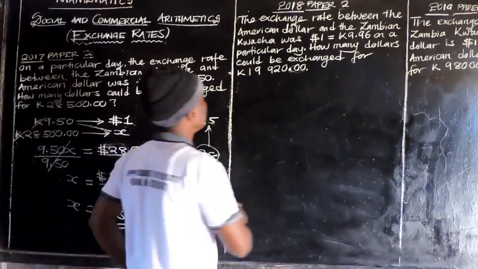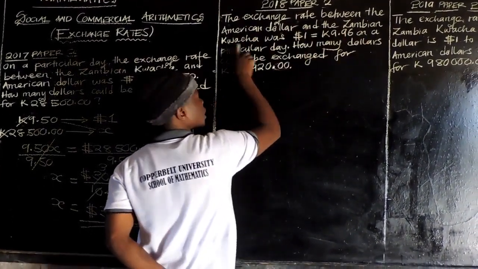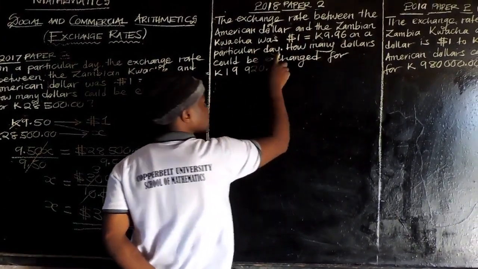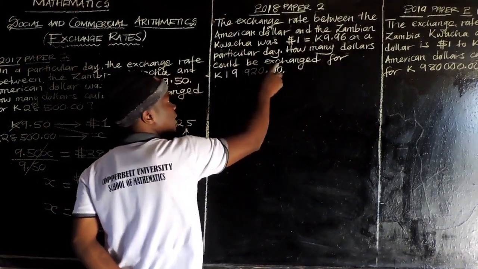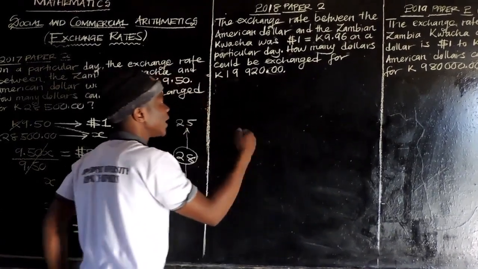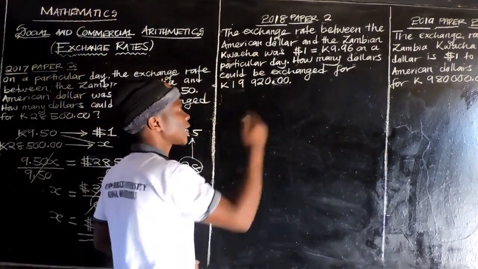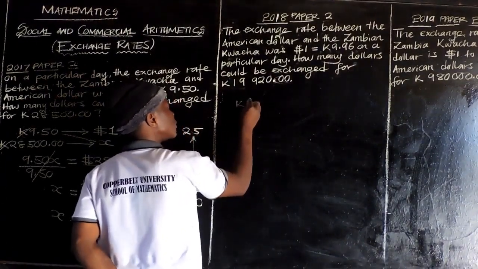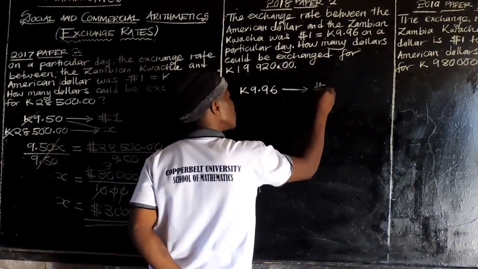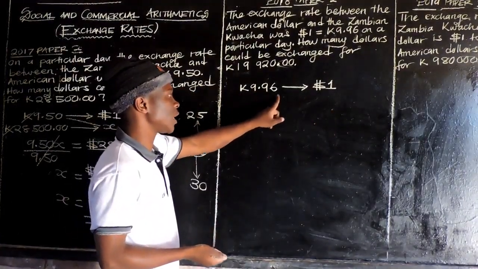We can look at the other one, 2018 paper 2. It says the exchange rate between the American dollar and the Zambian kwacha was $1 to 9 kwacha 96 ngwe on a particular day. How many dollars could be exchanged for 19,920? That is, if the exchange rate is 9 kwacha 96 ngwe to $1. Are we together? If you have 9 kwacha 96 ngwe, you're going to obtain $1.